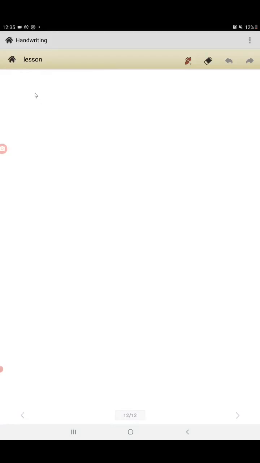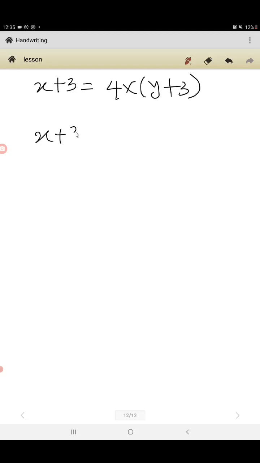So therefore, let's continue. He said in 3 years' time, the age of the man is 4 times the age of his son. That is just the meaning of the statement. So therefore, let's try to expand. x plus 3 is equal to 4y plus 12.